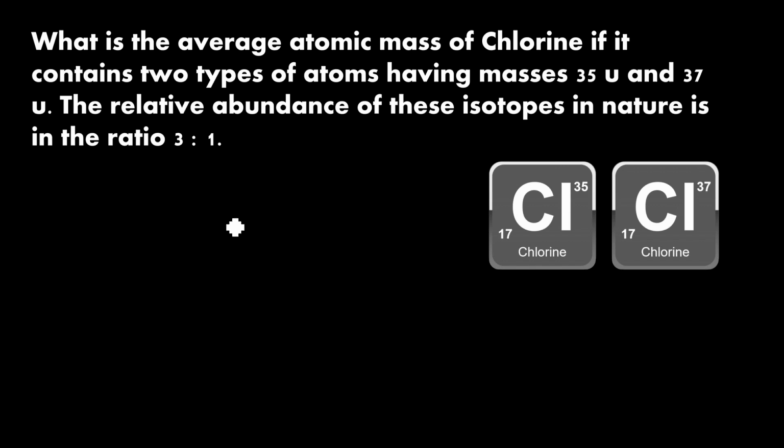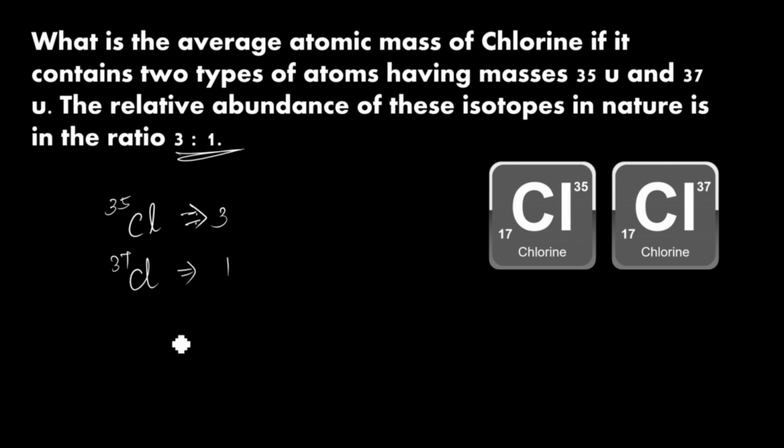Let's do this problem. What is the average atomic mass of chlorine if it contains two types of atoms having masses 35 u and 37 u? u is the unified mass. The relative abundance of these isotopes in nature is in a 3:1 ratio. So chlorine-35 is 3 parts and chlorine-37 is 1 part. Or you can take it as 75% and 25% also.